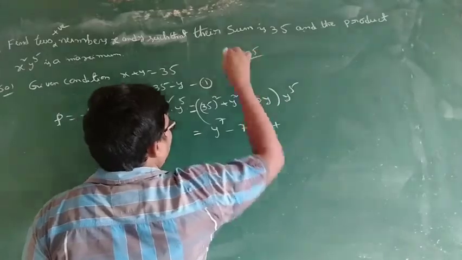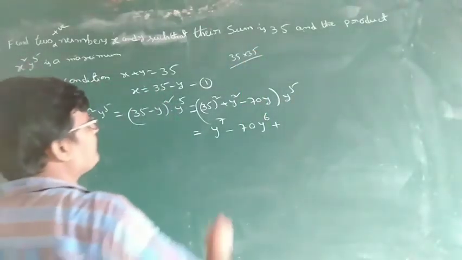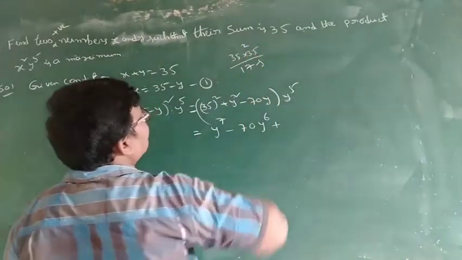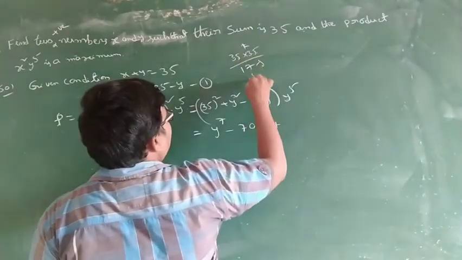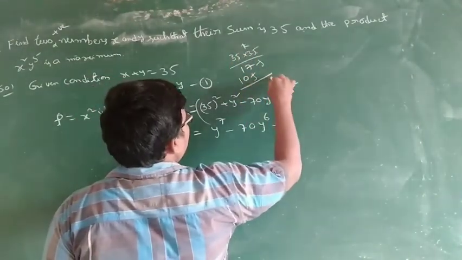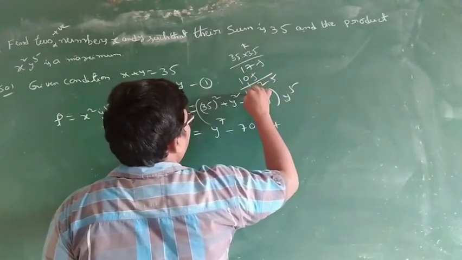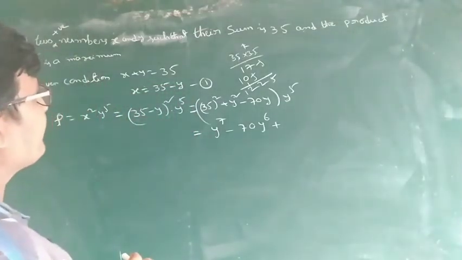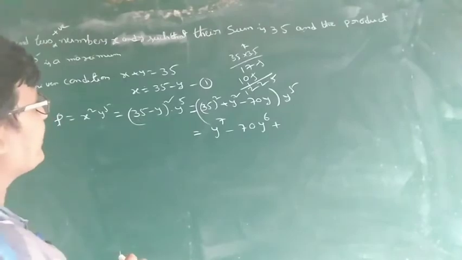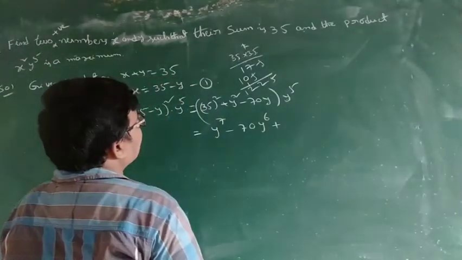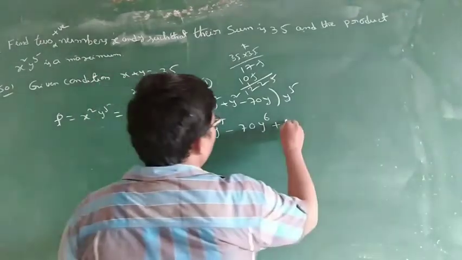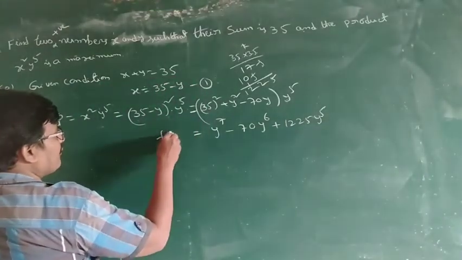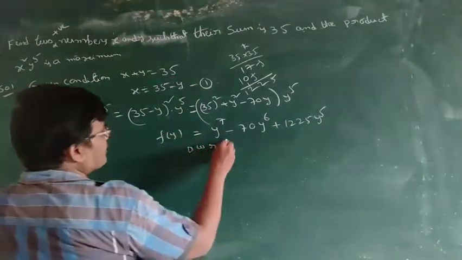Calculating 35 square: 5 fives are 25, 5 threes are 15, 3 fives are 15, 3 threes are 9, that gives 1225. So 1225 into y power 5. This is f of y. Differentiate with respect to y.